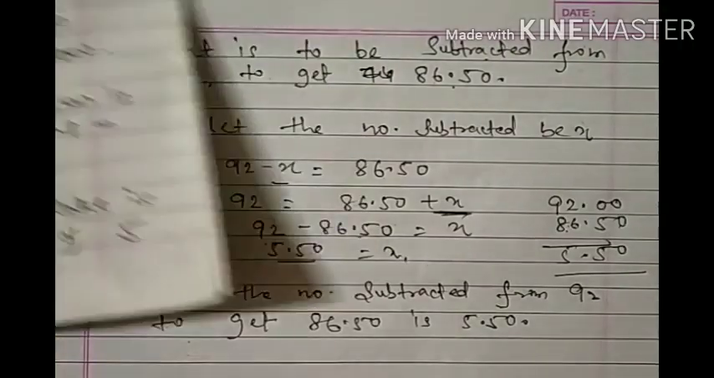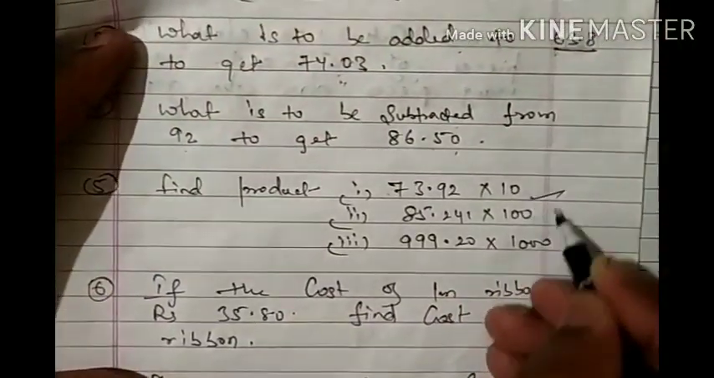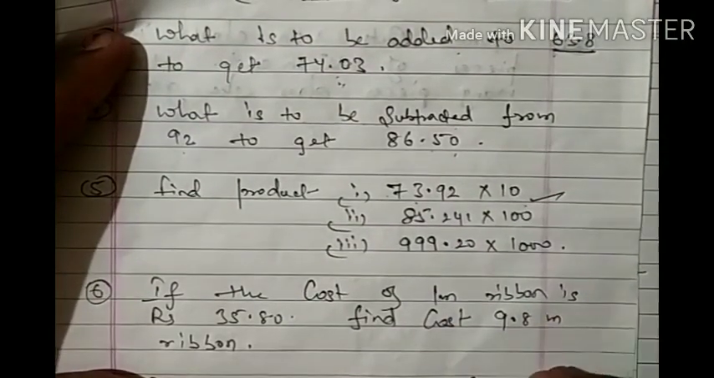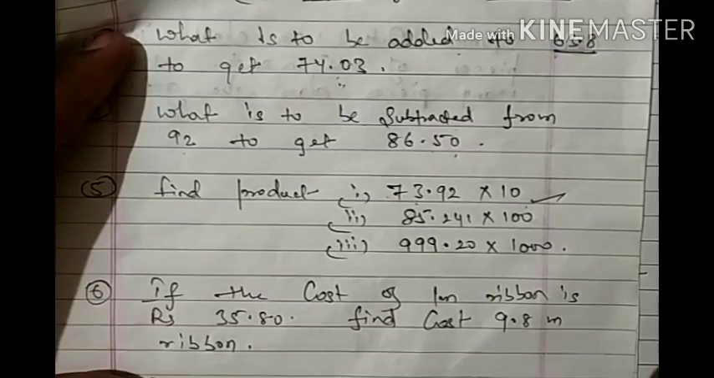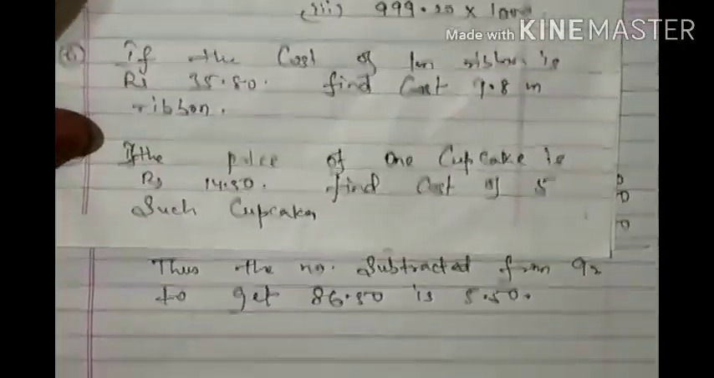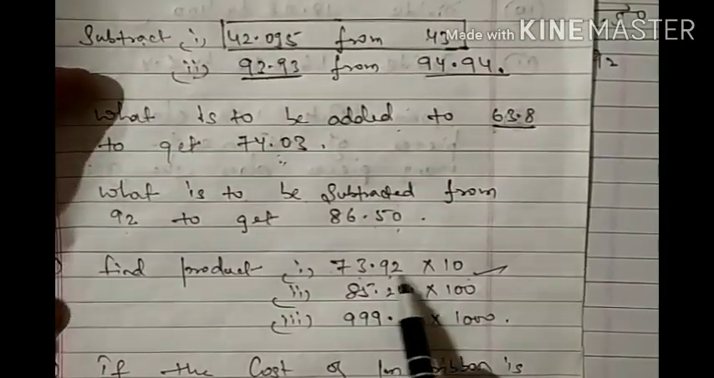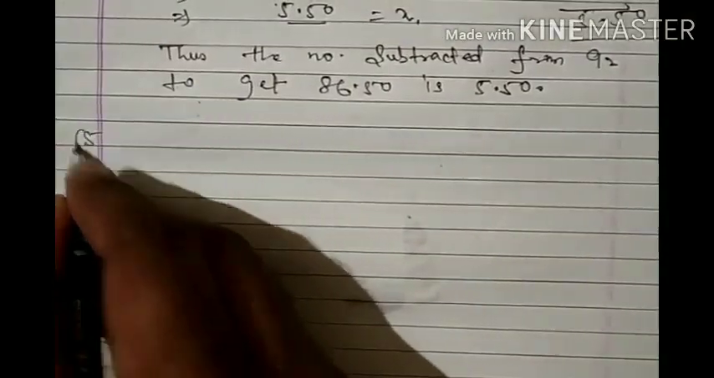Let's move on to next question. That is question number 5. Find the product 73.92 multiplied by 10. I hope you all can easily solve this type of question. I have taught you earlier. We have to find 73.92 multiplied by 10.